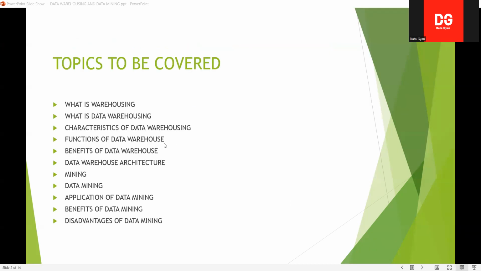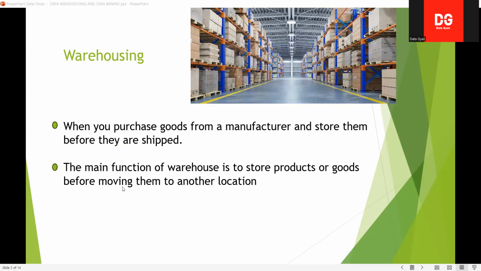First of all, we are going to learn what is warehousing, then what is data warehousing. After that, what are the characteristics of data warehousing? Then functions of data warehouse, benefits of data warehouse, architecture, mining, then data mining, applications of data mining, benefits of data mining, and what are the disadvantages of data mining. So first of all, warehousing.